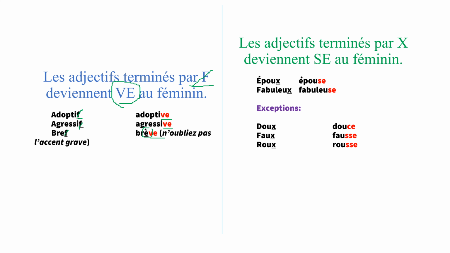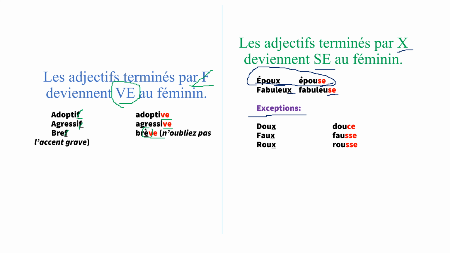If I say adjectives in French that end in X, they take SE to have their feminine. Époux, which ends with an X, becomes épouse. Fabuleux becomes fabuleuse. Do you know what époux, épouse is? C'est mari et femme, spouses in English.